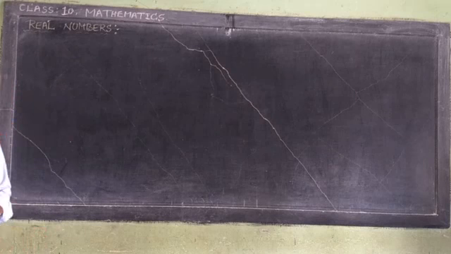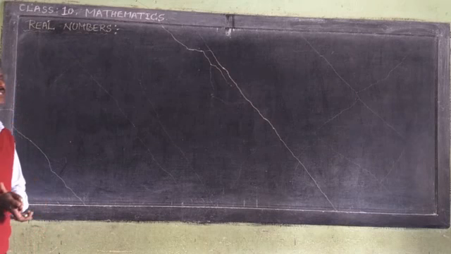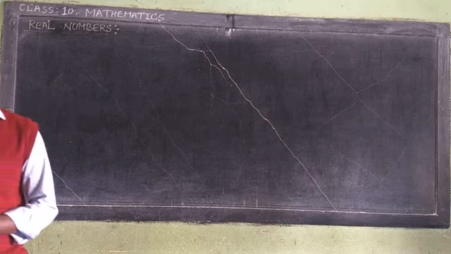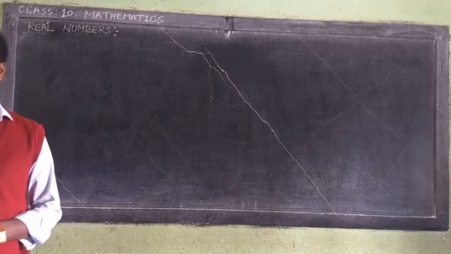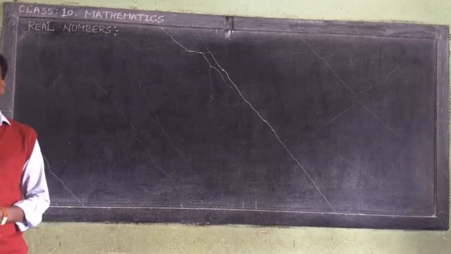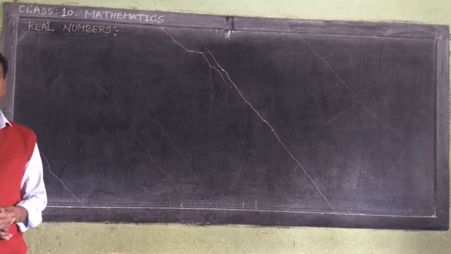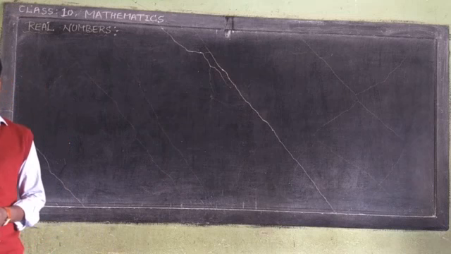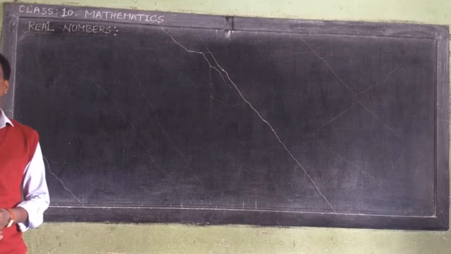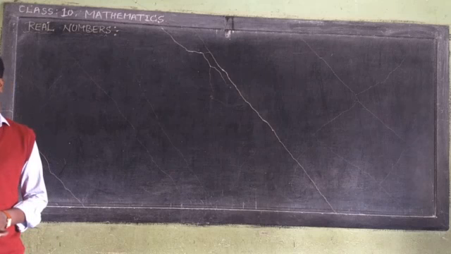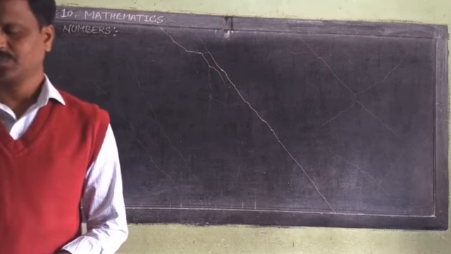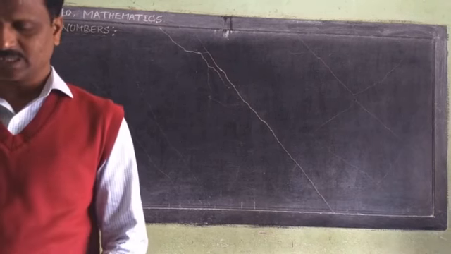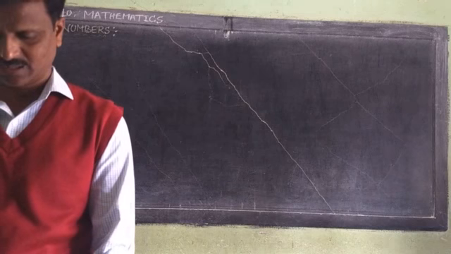In the previous session we were discussing the chapter Real Numbers. In the last class we proved root 2 is irrational, root 3 is irrational, and root p is irrational, where p is a prime. Now we are discussing some rational numbers.